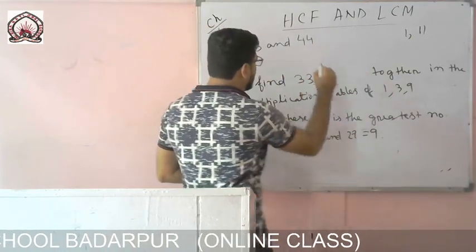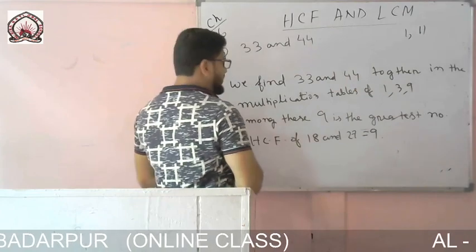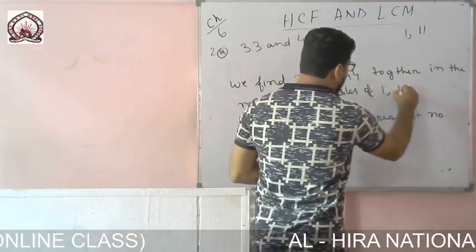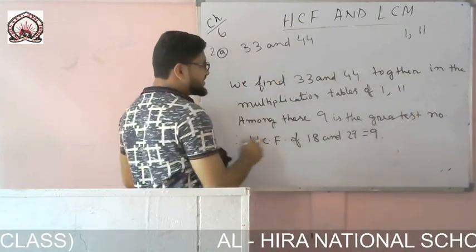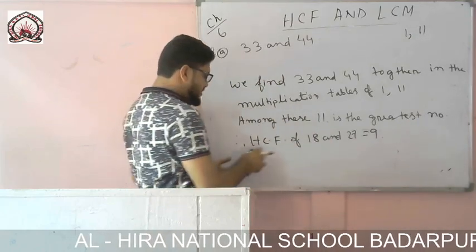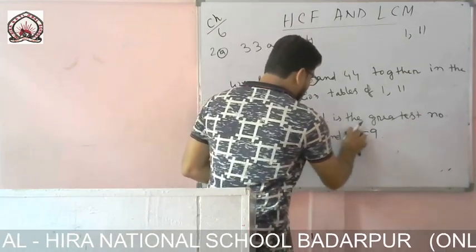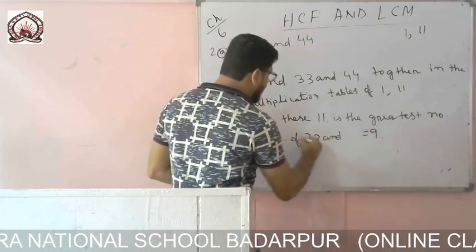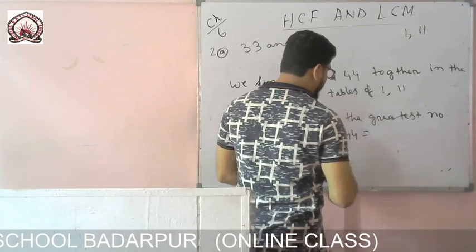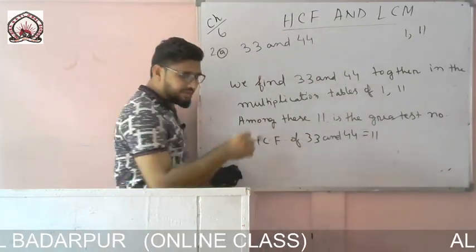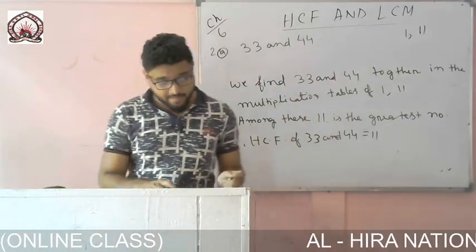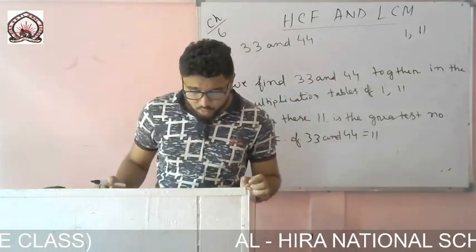33 and 44. The multiplication table of 1, 11. Among these, 11 is the greatest number. So HCF of 33 and 44 equals 11. The same thing you have to write, just by replacing the number. Now come to 2C.